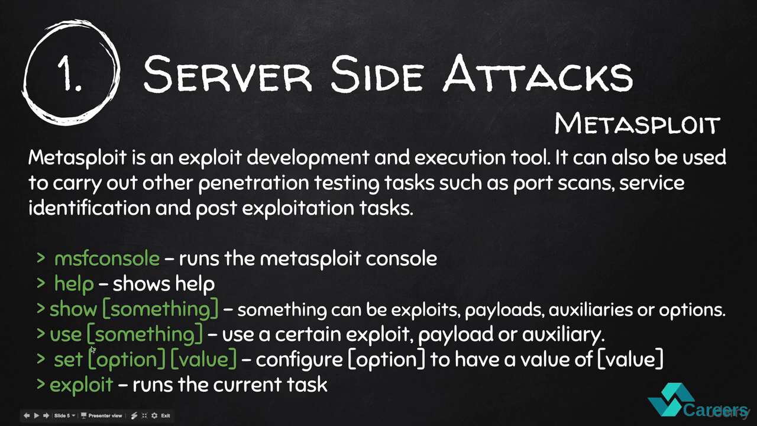You can use the use command to use something that you've shown. For example, you showed exploits and you picked a certain exploit that you want to use. Then you use the use command and type in the exploit name to run it. Then you can use the set command to set specific options for the exploit. For example, if you wanted to set the IP address of your target, you set the IP and then put the value of the IP that you want to set it to. And then at the end, once you finish configuring your exploit, you can type in exploit to execute that exploit.